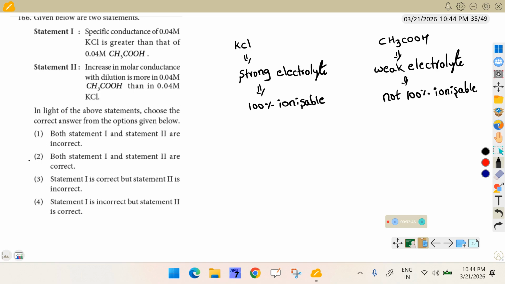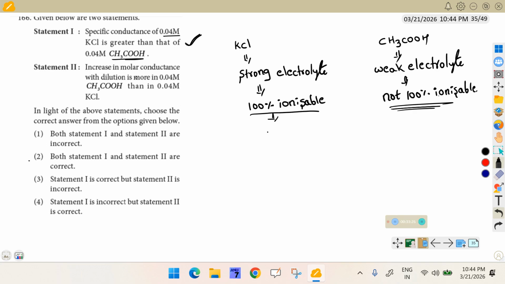The specific conductance of 0.04 molar KCl is greater than that of 0.04 molar CH3COOH. Yes, this is a correct statement. How? KCl is a strong electrolyte. Strong electrolytes are 100% ionizable, so the number of ions per unit volume increases. But CH3COOH is a weak electrolyte, not 100% ionizable. So for strong electrolytes, specific conductance is more compared with weak electrolytes.